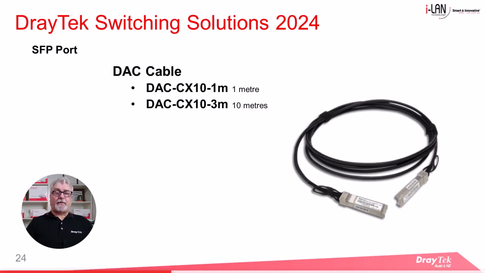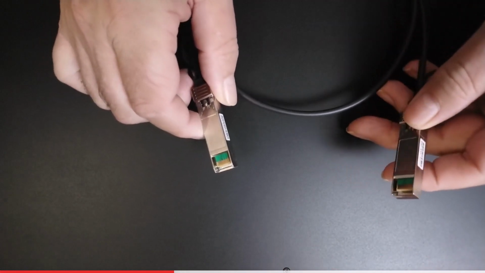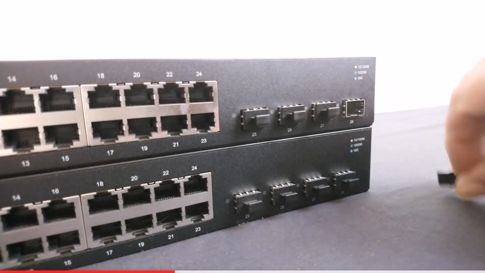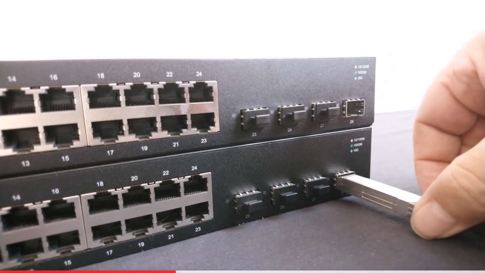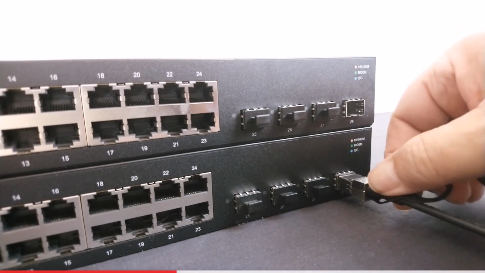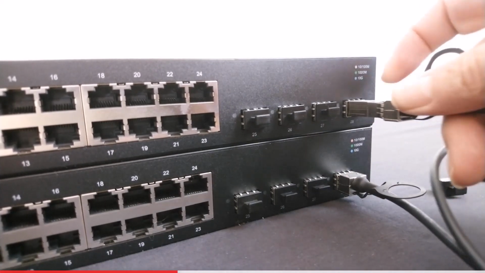SFP ports don't have to be used for optic fibre modules. DrayTek have DAC cables available in both 1 and 10 metre lengths. These are a passive copper cable with connectors on the ends which fit the SFP slots. DAC stands for Direct Attached Copper, and they will support both 1 gigabit per second and 10 gigabits per second speed. In many cases, these can be an easier and more cost-effective option than optic fibre.